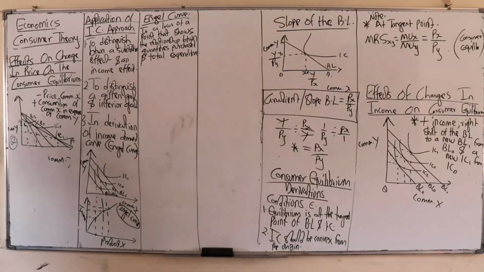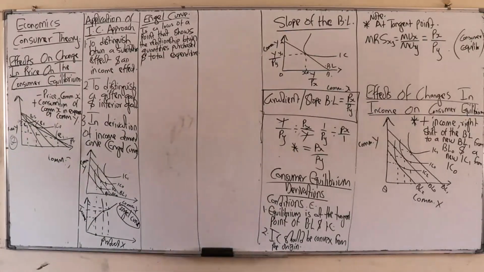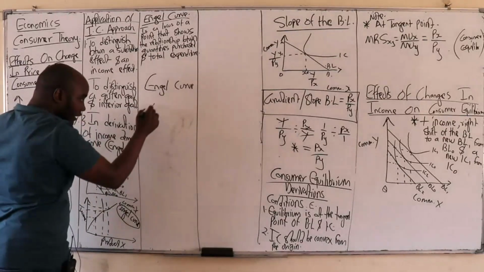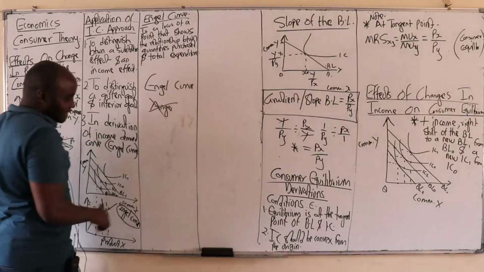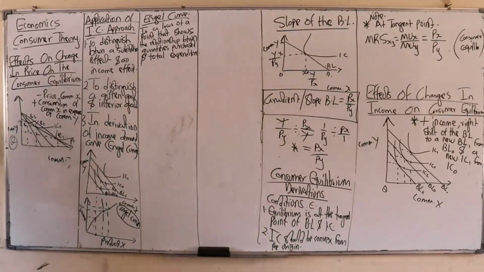And it is not straight. The Engel curve is not straight. Kindly remember it's Engel curve, not Angel, but E. It's Engel curve.